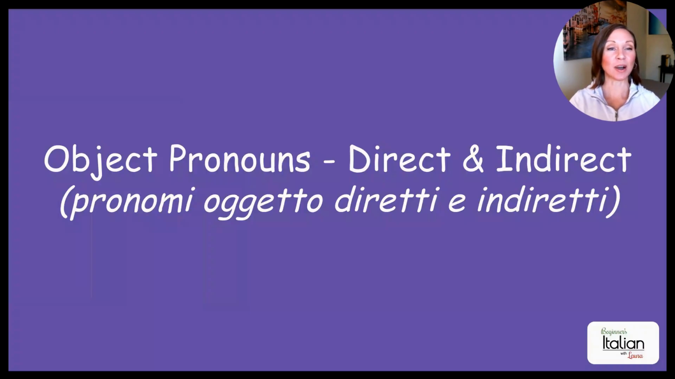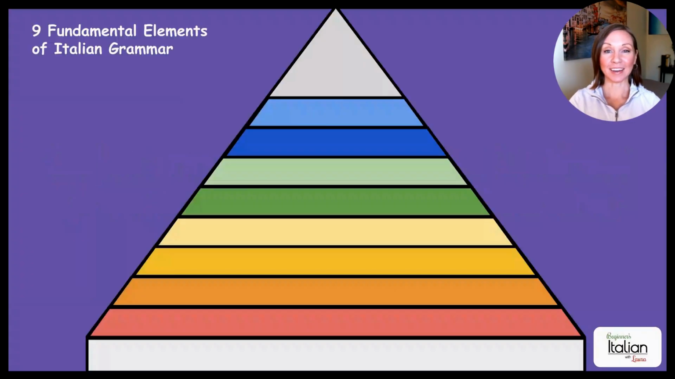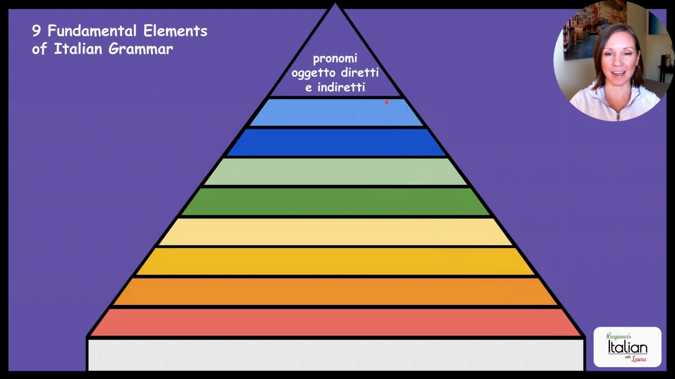Okay, we are on to object pronouns, direct and indirect, or pronomi oggetto diretti e indiretti. And believe it or not, we have made it to the top of our grammar pyramid. Yay! So we have made it through all of these steps here, and we are on the final step of our pyramid. So that is awesome. You're doing fantastic. And we have just this last section to go before we get into how to build sentences.